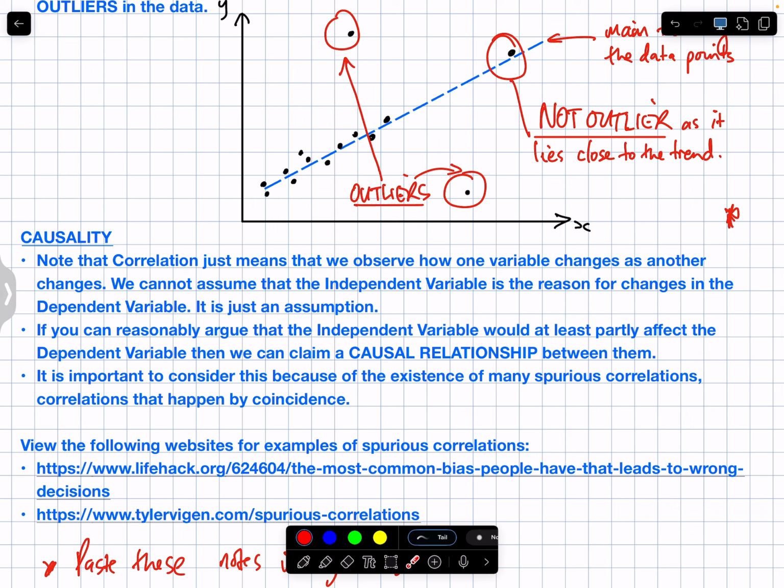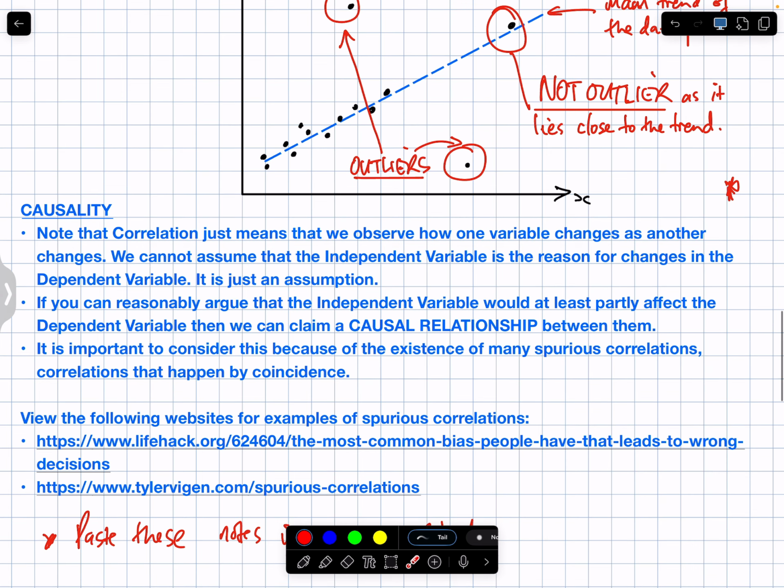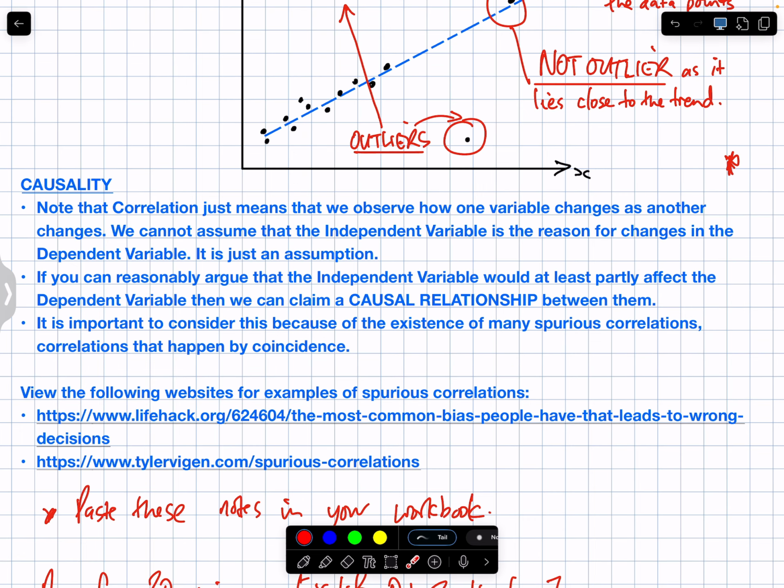We can't assume that the independent variable is the reason for changes in the dependent variable. It's just an assumption. If you can argue that the independent variable would at least partly affect the dependent variable, then we can claim causal. But it's important to consider that it's a bit sketchy because there's some examples here.